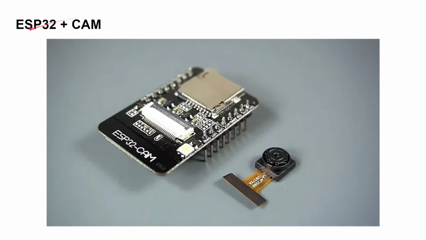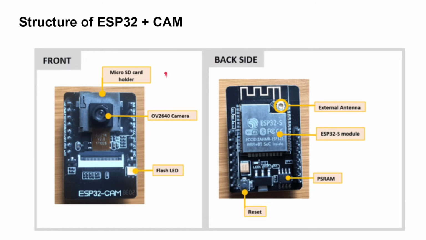The main module is the ESP32-CAM, which is based on the ESP32-S microcontroller with a video camera and a micro SD card slot. This device is not very expensive, which makes it handy for IoT applications involving video streaming features like facial recognition and image tracking. Here we can see the structure of the ESP32-CAM.